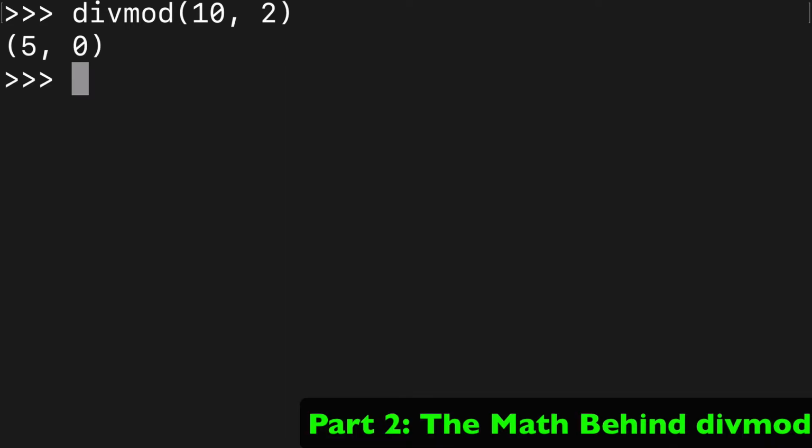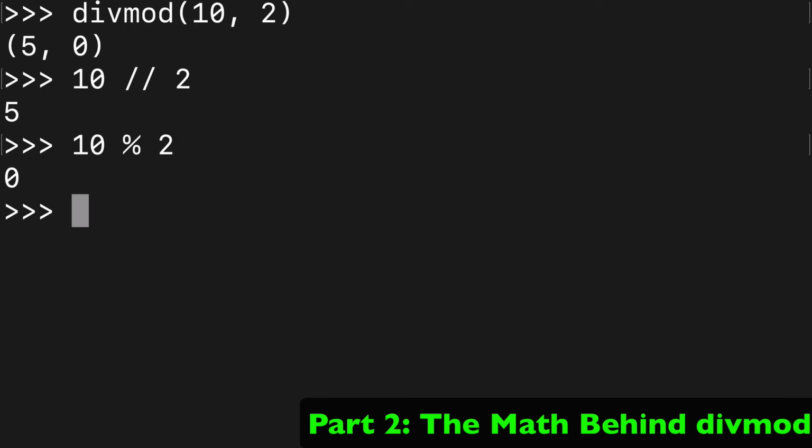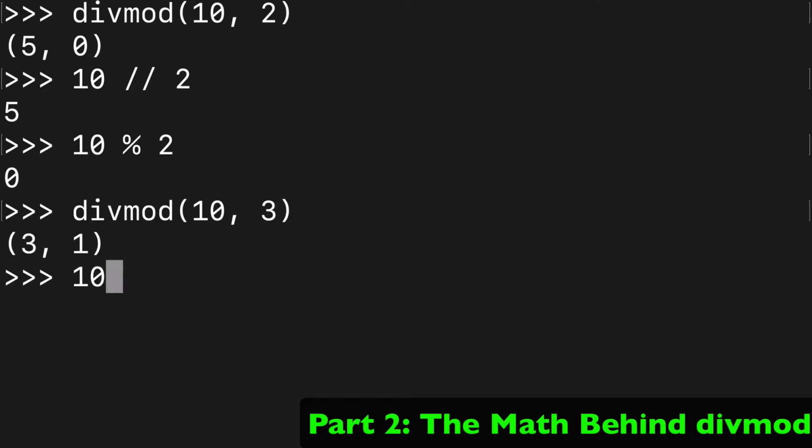Now this classic example of 10 and 2, there's another way to arrive at each one of these numbers, and I'll show you what that looks like. So for the quotient, that 5, we can use the double slash, and for that 0, we can do modulo, which is a percent symbol: 10 modulo 2 equals 0. So what if we ran another one? Our second example was 10 and 3. We could do 10 double slash 3, get that 3, and we can do 10 modulo 3 and get 1.